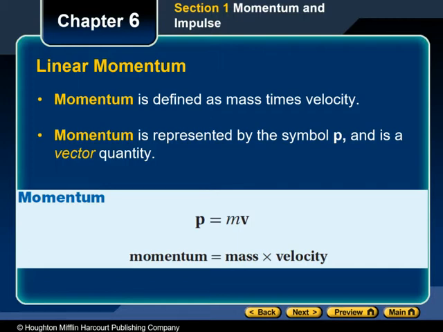Momentum is represented by the symbol p. As its definition shows, momentum is a vector quantity, with its direction matching that of the velocity. Momentum has dimensions mass times length divided by time, so its SI units are kilogram meters per second.